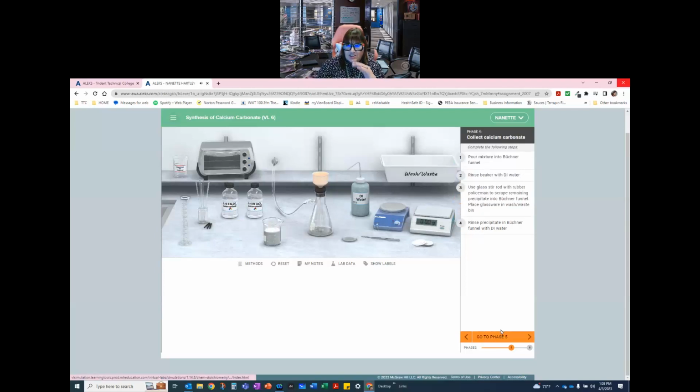If we don't get it wet, it flies around and doesn't stick where it's supposed to be. Pick this up, pour that in there. Set this down, pick up. Go on.